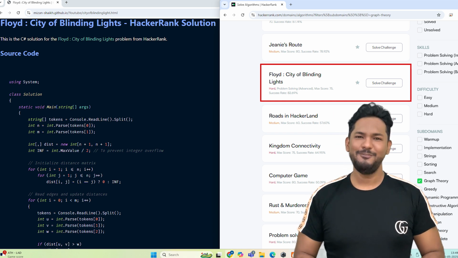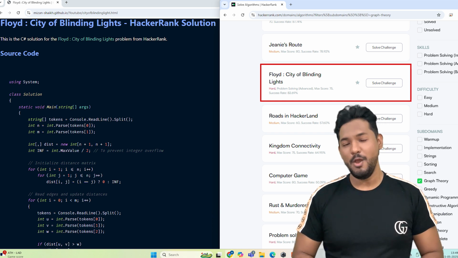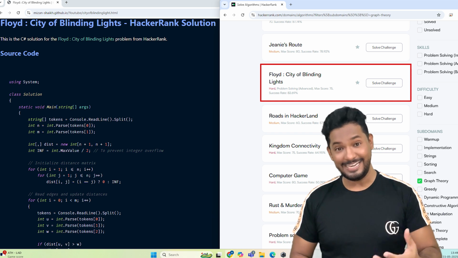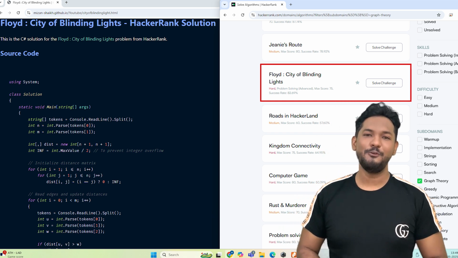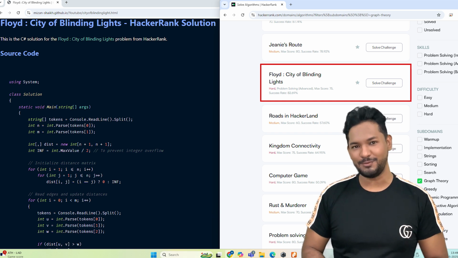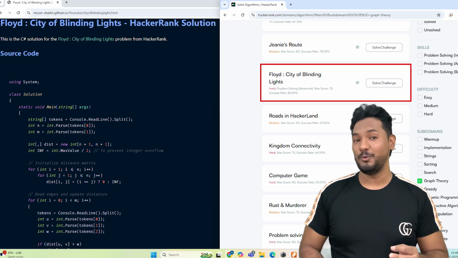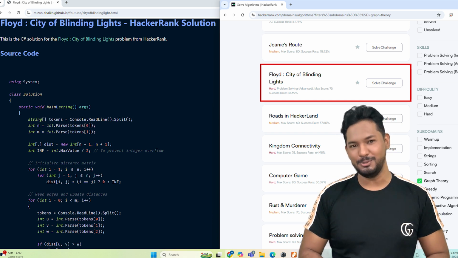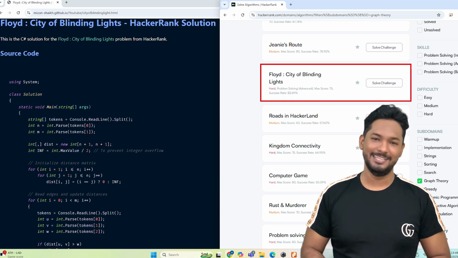Let's find out. Have you ever felt overwhelmed by choices while trying to get from point A to point B? What if I told you that there is a clear way to find the shortest path through a complex city? In this video, we'll unravel a fascinating coding challenge from the city of blinding lights together. So we'll learn how to map out the quickest route using Floyd's algorithm. Are you ready to shine a light on the best parts?